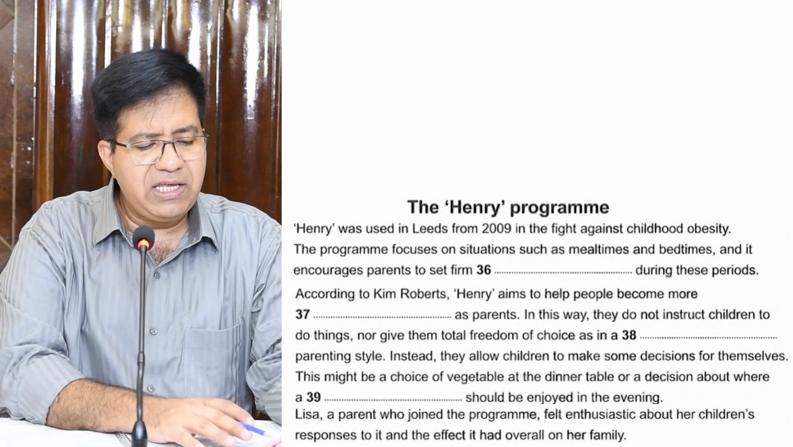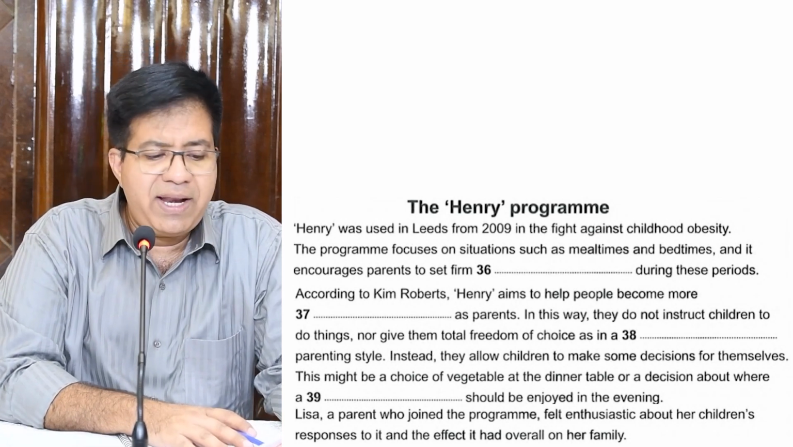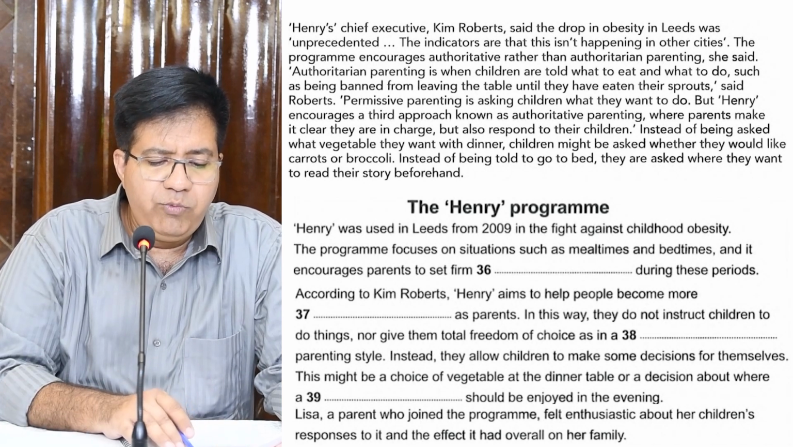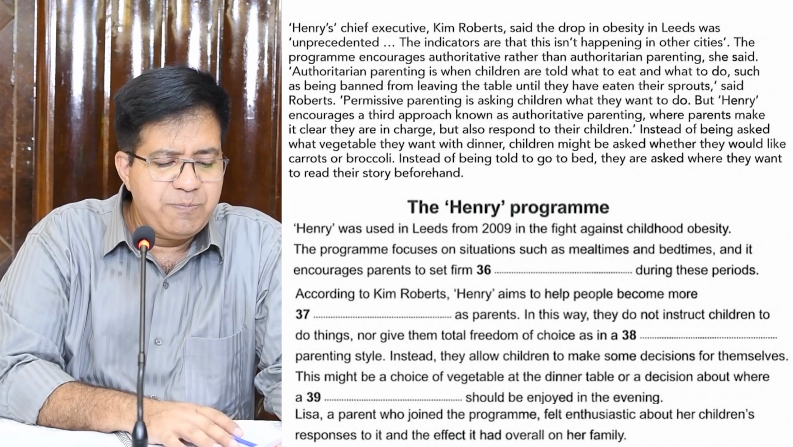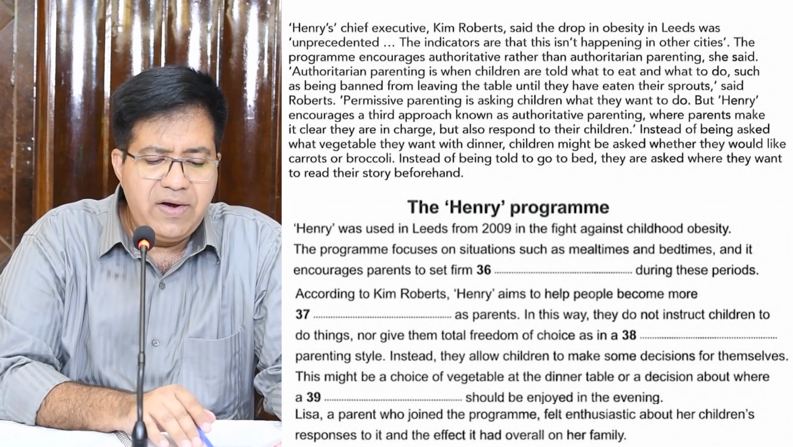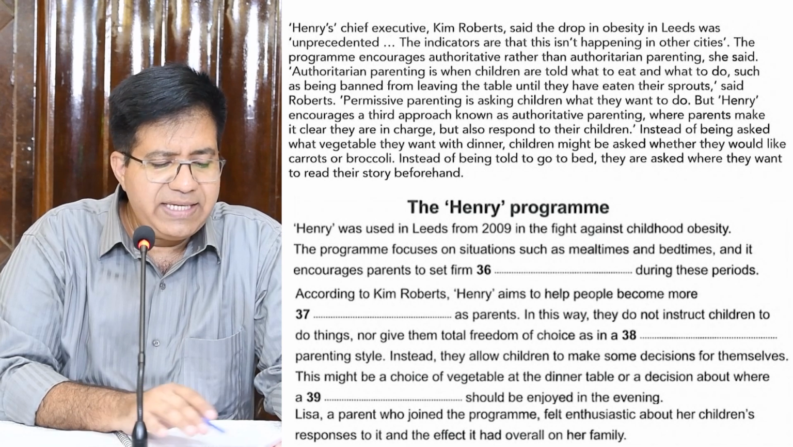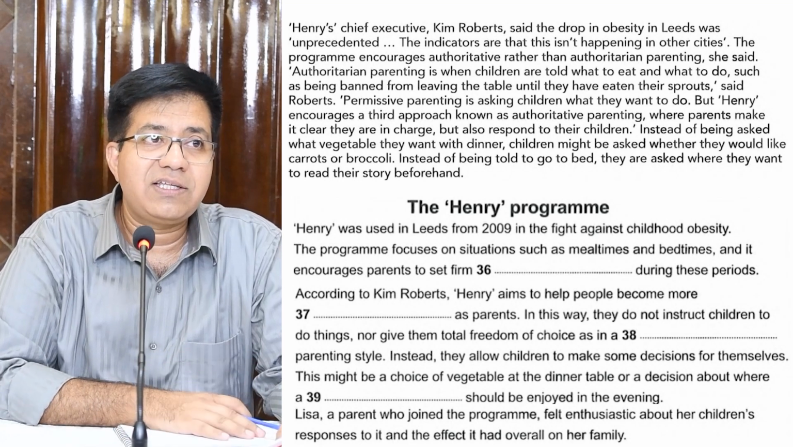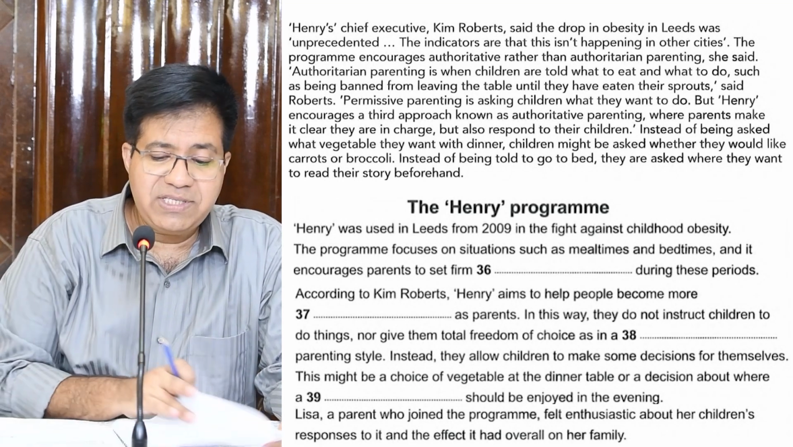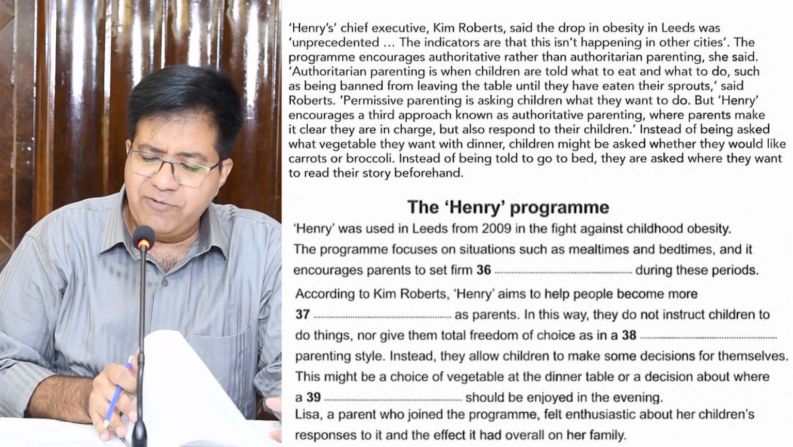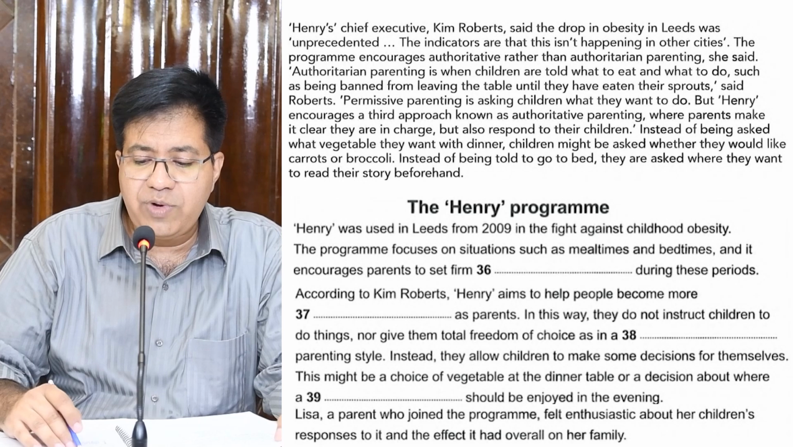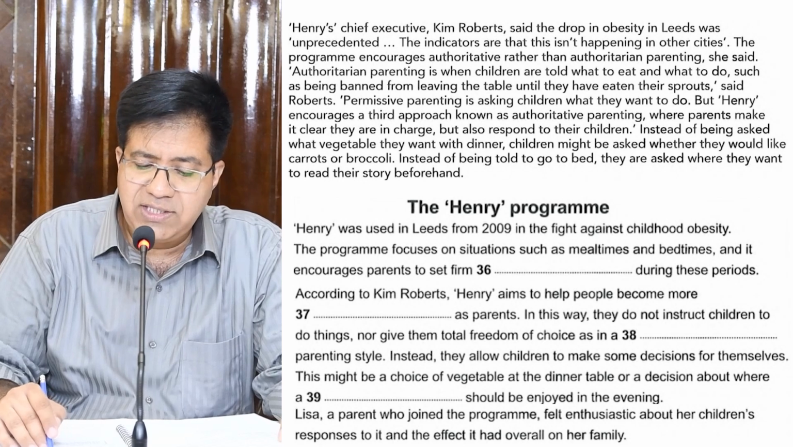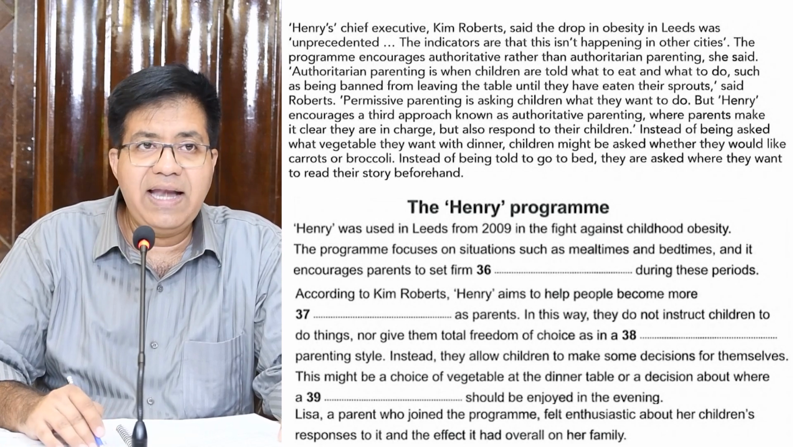Same paragraph, I'm reading fourth line. Second page, first paragraph, fourth line. Authoritarian parenting is when children are told what to eat and what to do, such as being banned from leaving the table until they have eaten their sprouts. Said Roberts, permissive parenting is asking children what they want to eat. That's right. Permissive parenting is asking children what they want to eat. So when you ask them what they want to eat, it means total freedom of choice. You are giving them total freedom of choice, and that is in permissive parenting style.